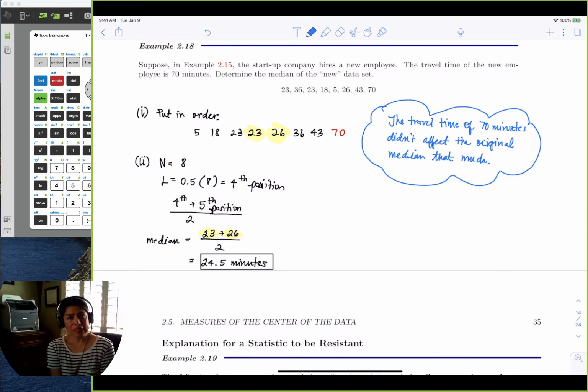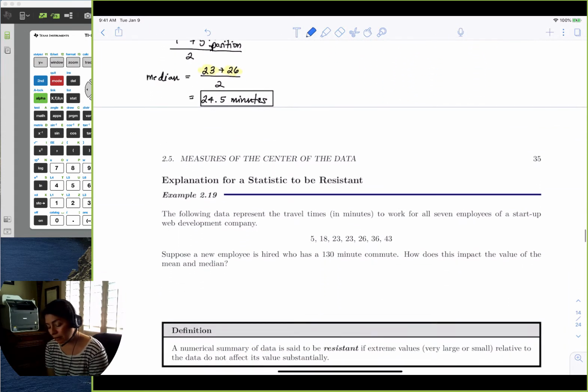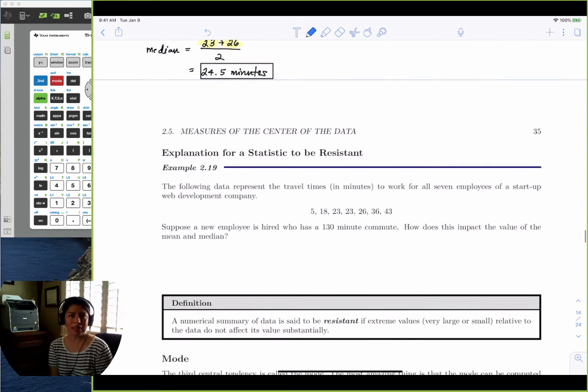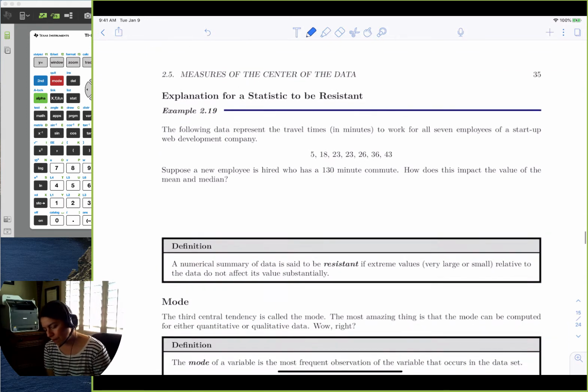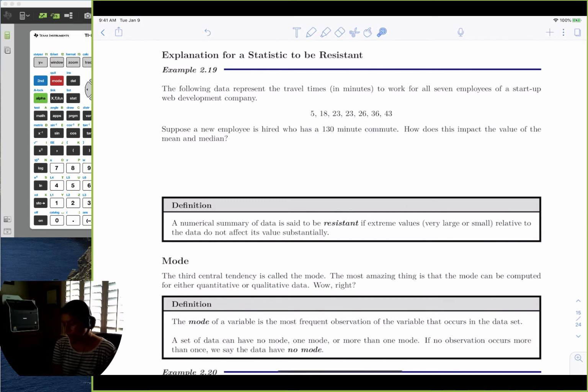So why do we care about this stuff? Well, this is why the median is amazing, because the median doesn't get too intimidated by large data. Like, okay, throw in 150 minutes in there. I'm not going to be weighted that much more, and that's what is nice about the median, right? So now let's talk about the same set of data, and now the new employee has a 130-minute commute. How does this impact the value of the mean and median, right?